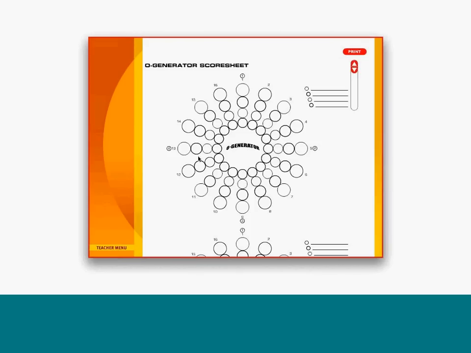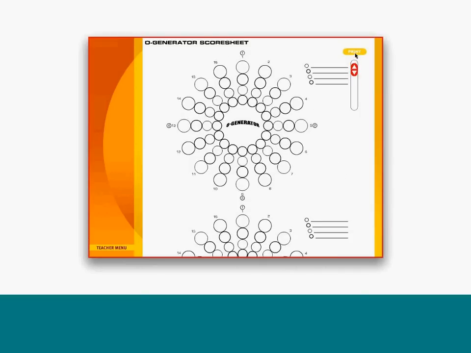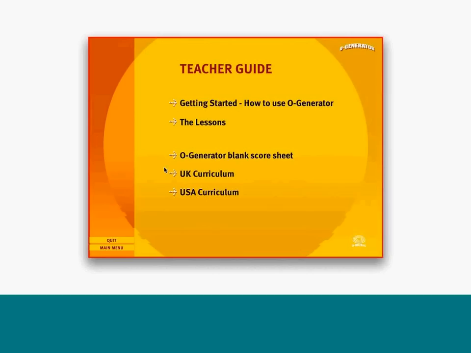And there's also, this is kind of cool, this is for students if they would like to create their own O generator patterns. And I will show you how they do that. They can write them down. So this is all printable files. You just click on the print button, which is right up here in the top right corner. You click on print and photocopy to your heart's content, hand that out to your students for them to make these little patterns.